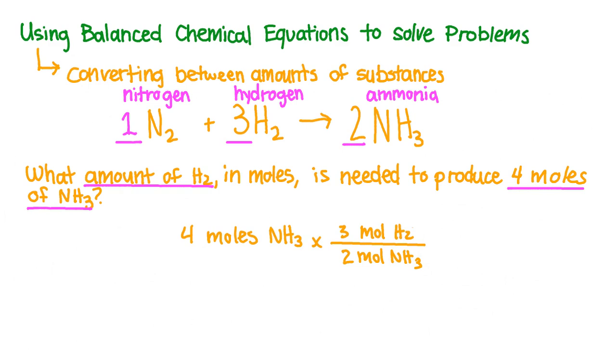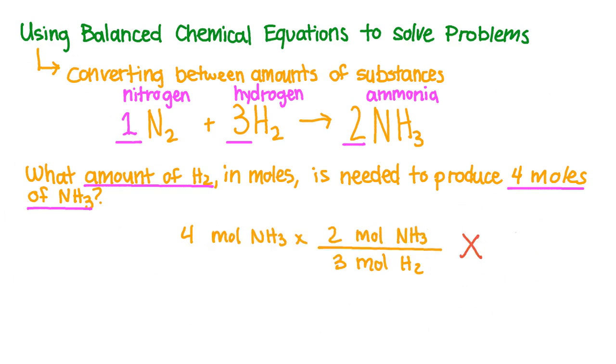We'll multiply the amount of NH3 that we're given by the molar ratio of H2 to NH3, which is 3 to 2, which gives us 6 moles of H2. Notice that we want to arrange our molar ratio so that the moles of ammonia will cancel. We want to make sure that we aren't arranging our molar ratio the other way around.